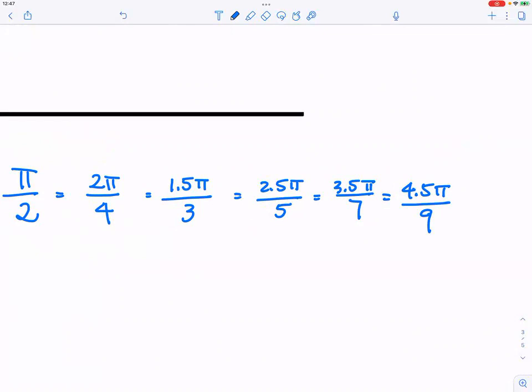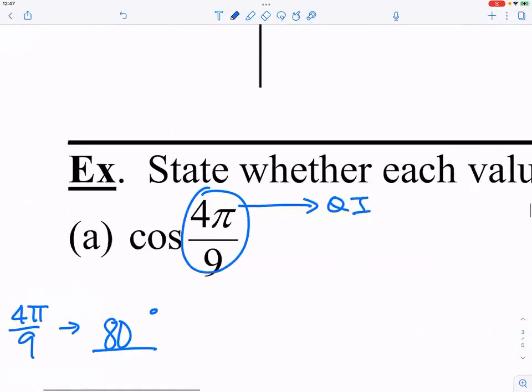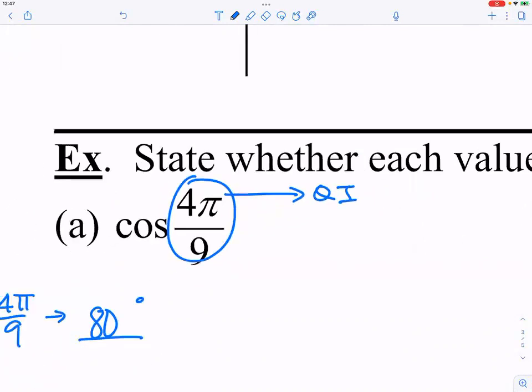So if you want to know what quadrant this little angle falls into, what you can do is this: 4 pi over 9, let me think about this. Let me compare this with 4.5 pi over 9, which is pi over 2. Is it pi over 2 yet? And we say, no, not yet. Then we know it's in quadrant 1. Okay, that's how we can tell easily that it is in quadrant 1.